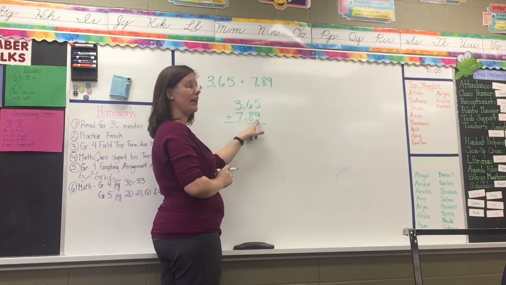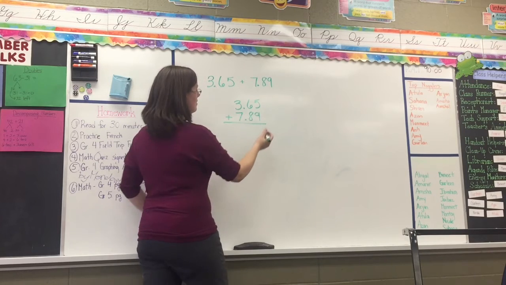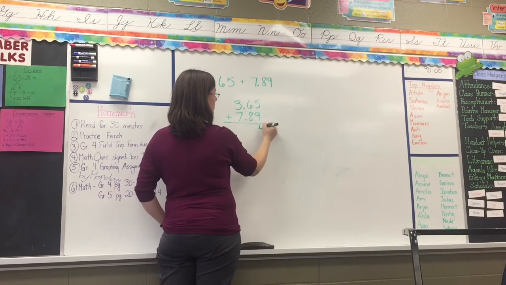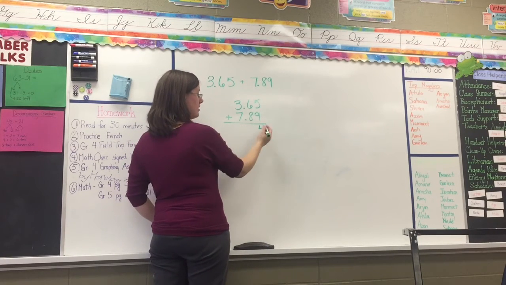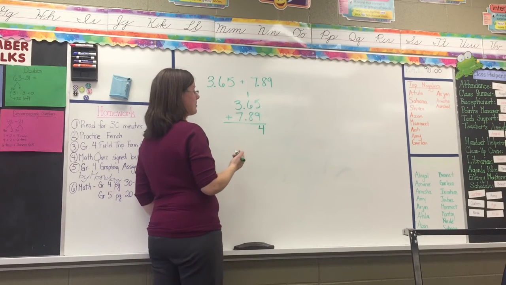Take a minute to check and make sure that we're adding the same things together. Our pennies are lined up, our dimes are lined up, and our dollars are lined up. So we know that 5 cents plus 9 cents is 14 cents. So we put our 4 on the bottom. We know that we can't put 14 down here, so we need to take that 10 and add it up here because that's where the dimes go.